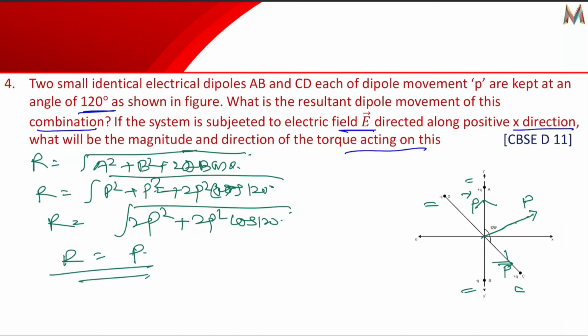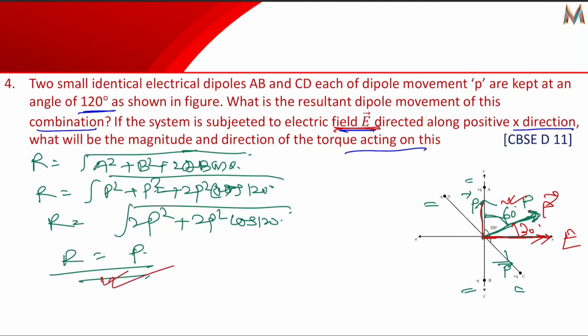Okay, so this is the resultant, and because these two vectors are equal, the resultant will divide the angle between the two vectors into two equal angles, so this angle will become 60 degree. Now if this angle is 60 degree, and this and this make 90 degree, then this angle will become 30 degree. So this is P, and it is given in the question that the field is along the x-axis. So this is E and this is the final P, angle is 30.